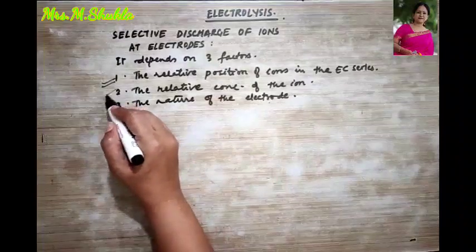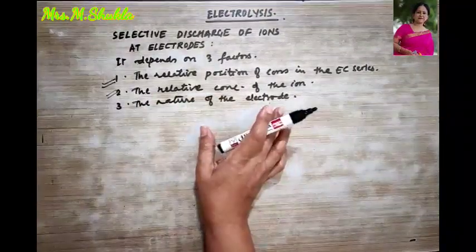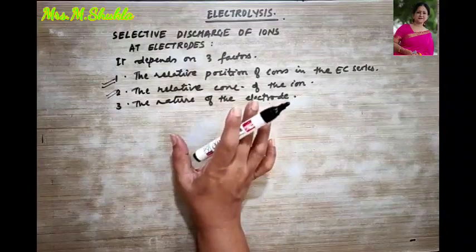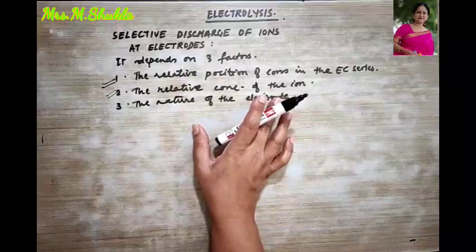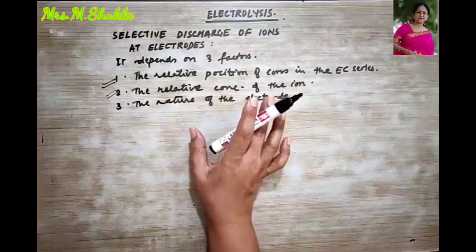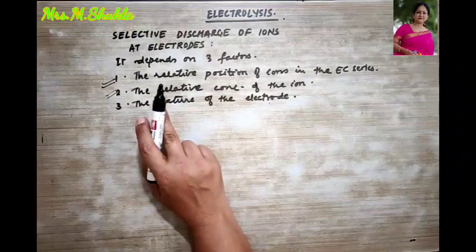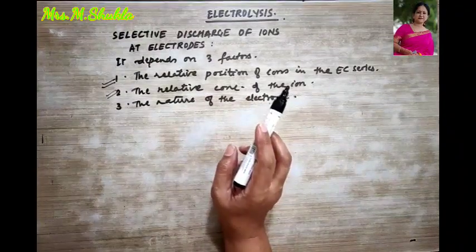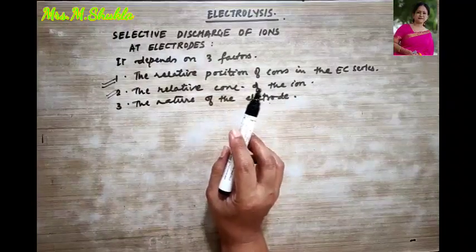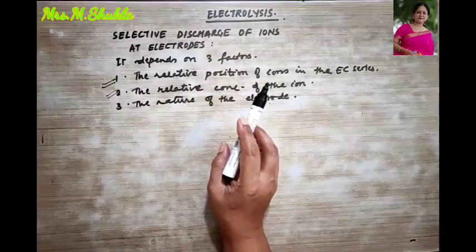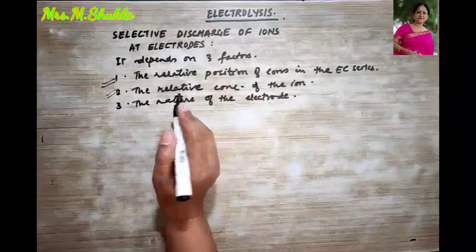Then let's talk about the relative concentration of the ion. If an electrolyte has a much higher concentration of a particular ion, then that ion will get discharged at the relevant electrode, even though preference is otherwise given to ions lower in the EC series. Let's take an example.